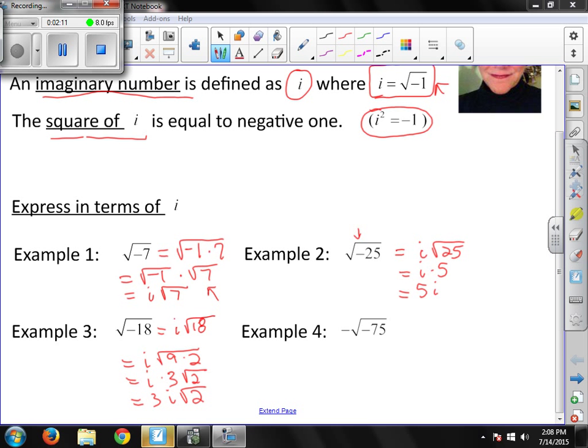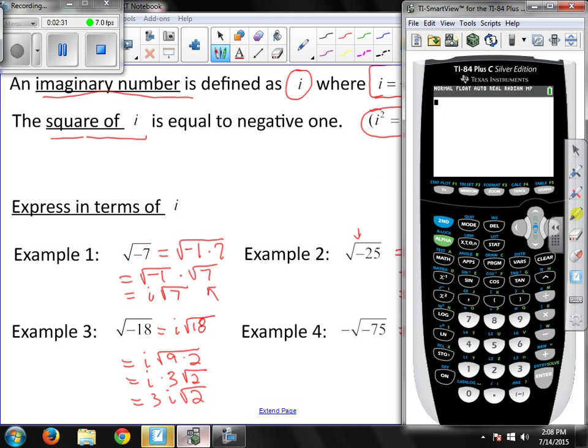Example 4. Now this one has a negative sign already out in front, so it's going to just tag along. And the square root of the negative sign is i times the square root of 75. We want to simplify the square root of 75. Now I will show you a trick on your calculator. I'm going to bring up my calculator.